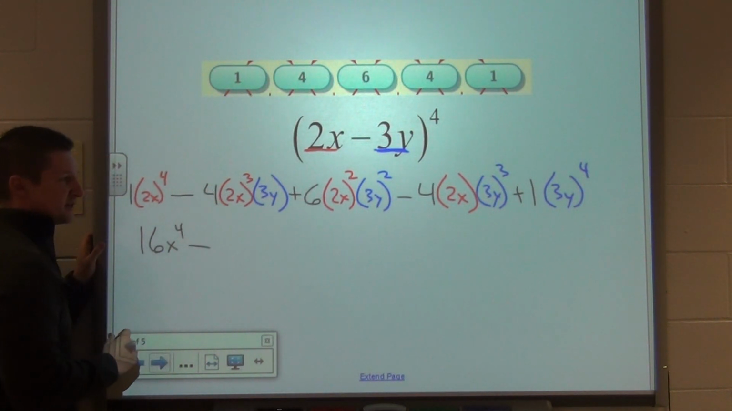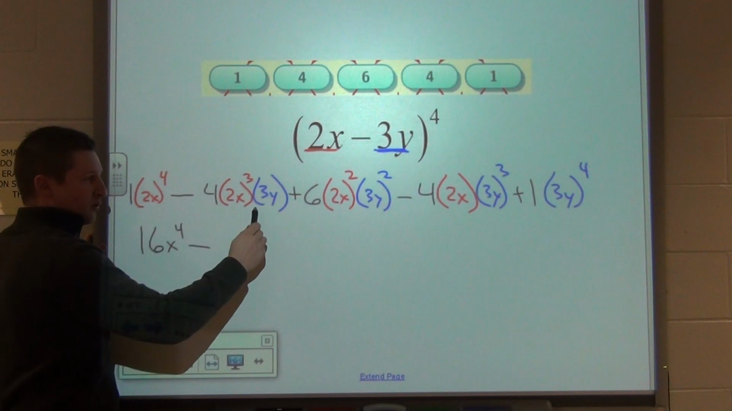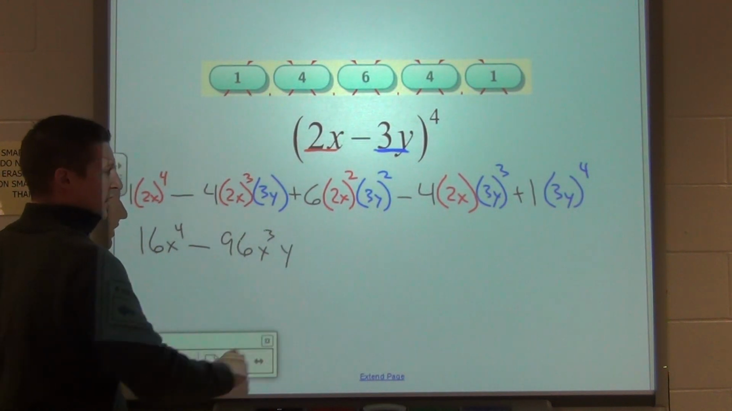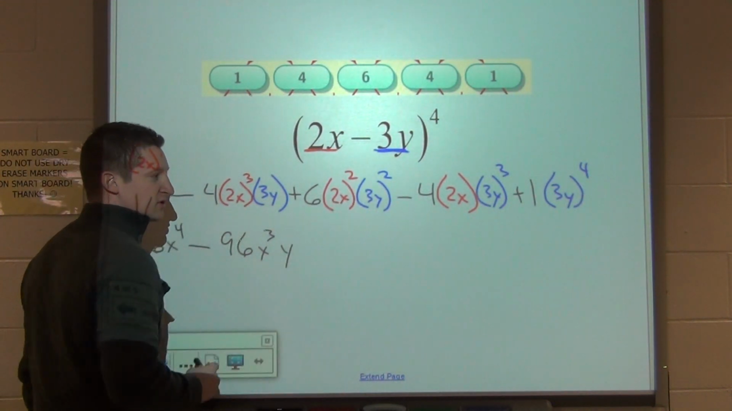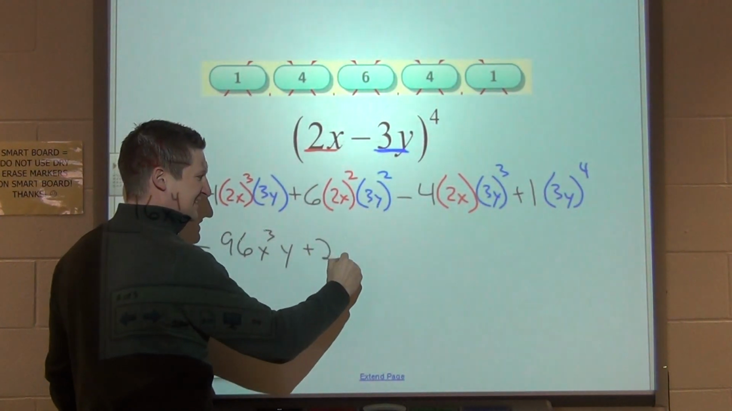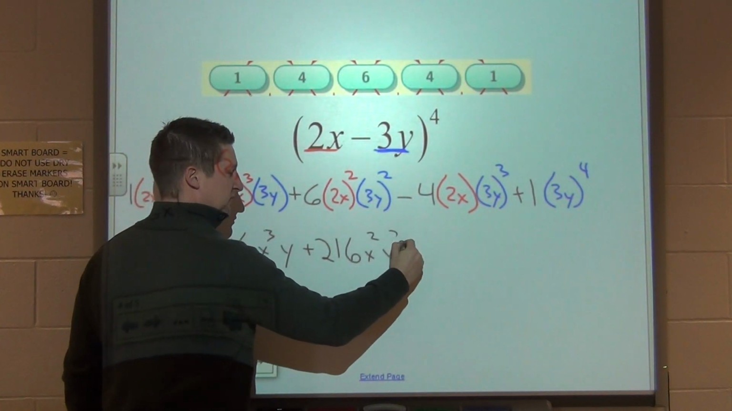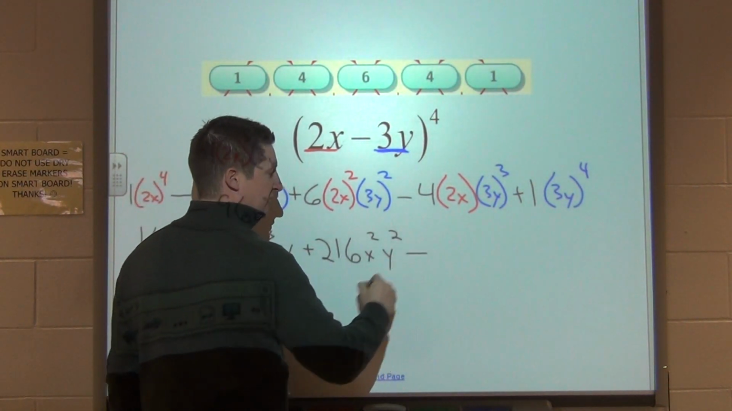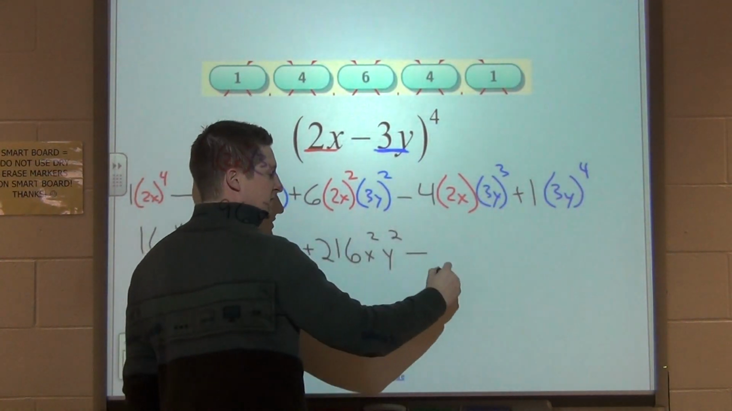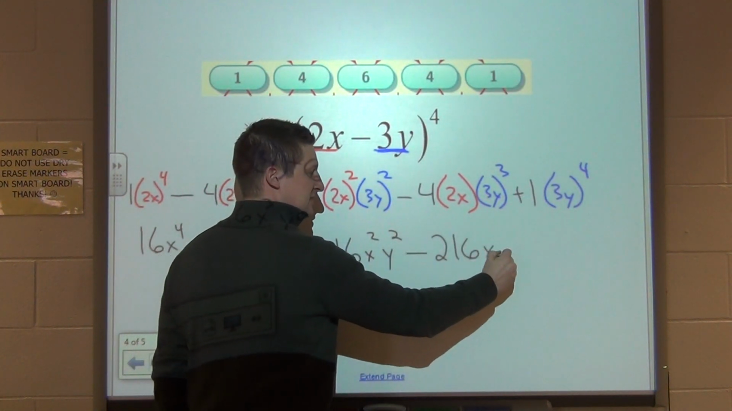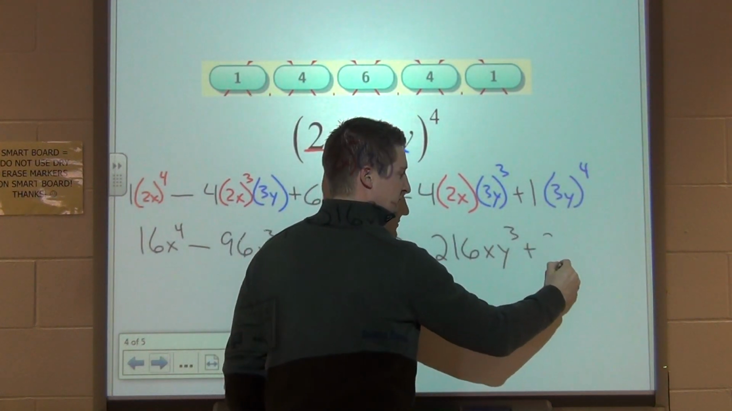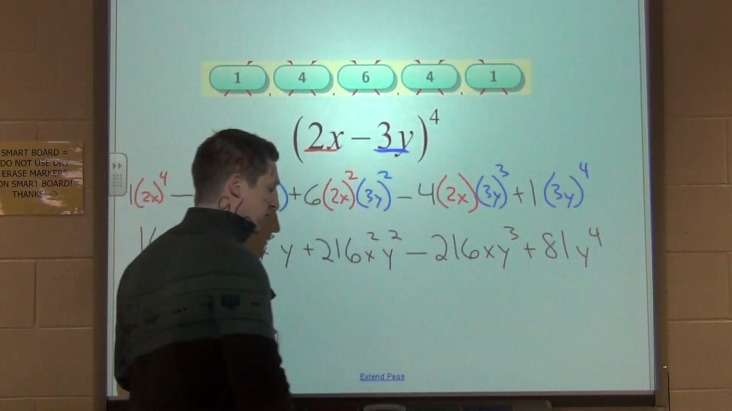The next term, minus 2 is cubed, which is 8 times 4 times 3 is going to be 96. x cubed times y. The next term, 2 is squared, which is 4. 3 squared is 9. 4 times 9 is 36. Times 6 is 216. x squared, y squared, of course. The next term will be negative. I'll put the minus sign there. 4 times 2 is 8. 3 cubed is 27. 27 times 8 is 216. x times y cubed. And finally, 3 to the fourth power is 81. So my last term is going to be 81y to the fourth.